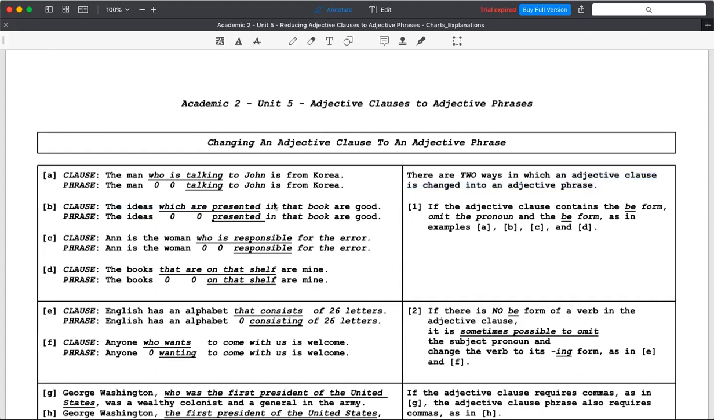The second clause is "The ideas which are presented in that book are good." If I want to shorten it and make it an adjective phrase, I would say "The ideas presented in that book are good." So what we are doing here is shortening by eliminating the WH word and the verb be. We can only shorten it if my pronoun is who, which, or that. If I have whose, whom, where, or when, I can never use it as a phrase.